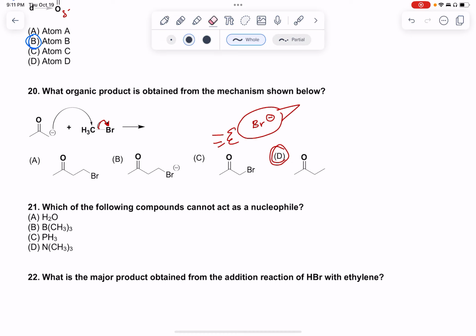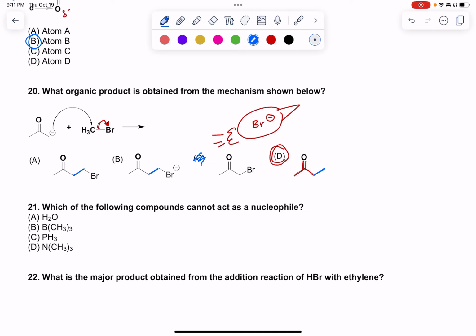Remember, this is what we started with, O right here. And we added the CH3 group. And this one doesn't have a CH3 group. It just has bromine. So it can't be it. This one does have that CH3 group. So does this one, but it's really a CH2 group.